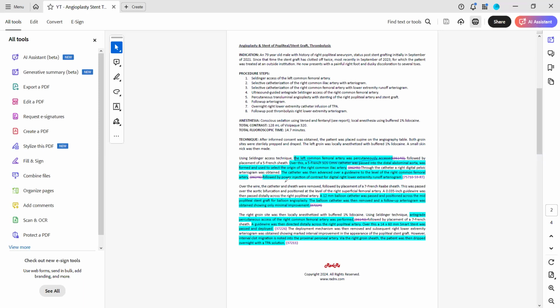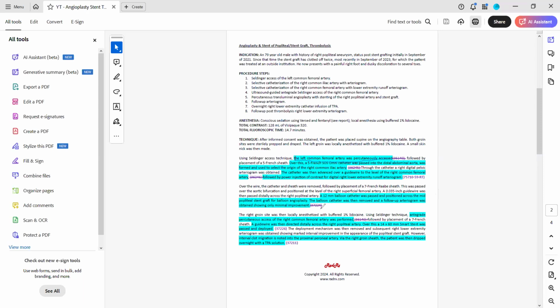So in the first paragraph, we see that there was a study of the right lower extremity, which I have tagged with 75710 for that right lower extremity imaging. Then in the next paragraph, we see that the physician is now placing a balloon catheter. The balloon catheter was passed and positioned across the mid-popliteal stent graft for balloon angioplasty. The balloon catheter was then removed and a follow-up arteriogram was obtained showing only minimal improvement. So at this point in the procedure, we had a 37224, an angioplasty of that particular vessel.